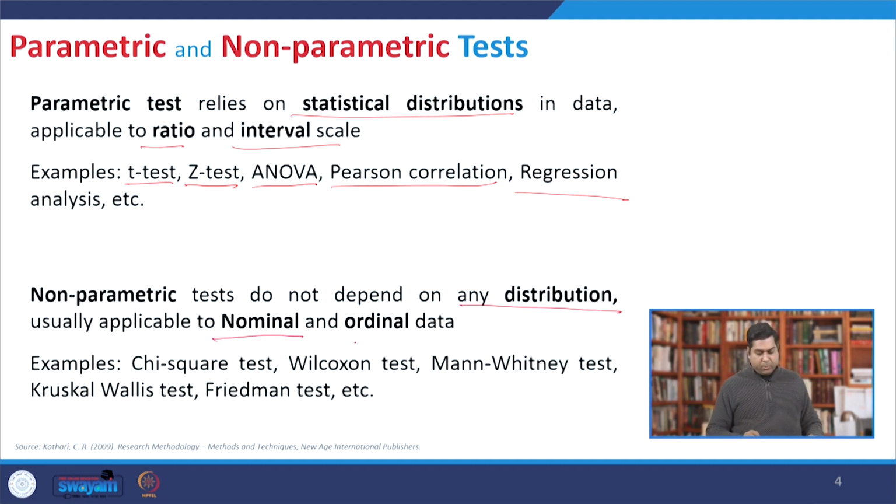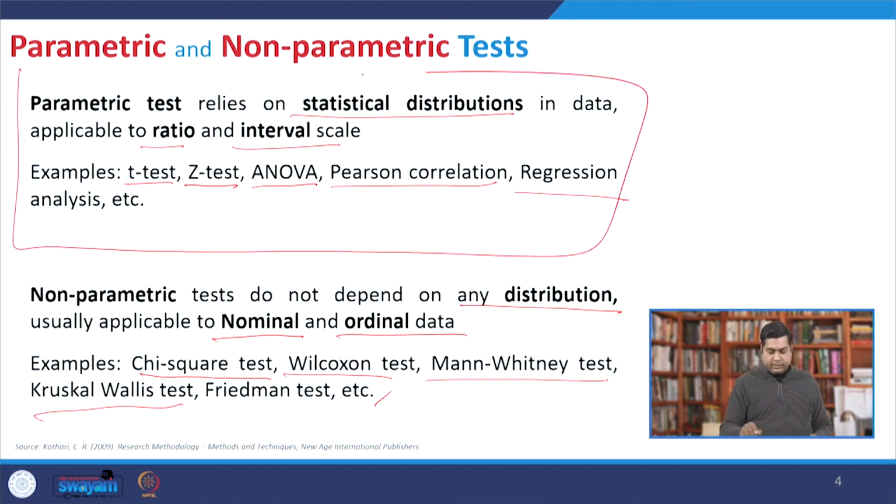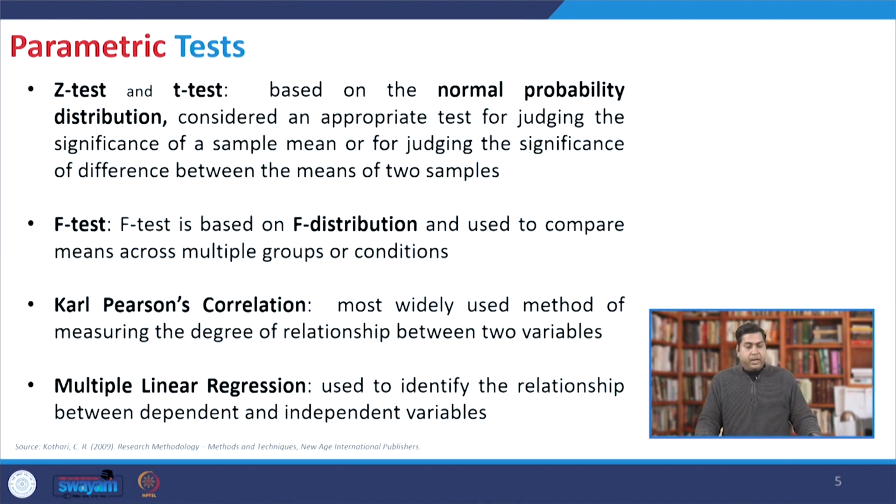and are usually applicable for nominal or ordinal data. Examples where you can go for the chi-square test, the Wilcoxon test, the Mann-Whitney U test, the Kruskal-Wallis test, or the Friedman test. There are other options as well. You can also go for the Spearman rank order correlation as a non-parametric test. Mainly in this lecture we will be discussing the parametric tests, and in the next lecture we will talk about the non-parametric ones.